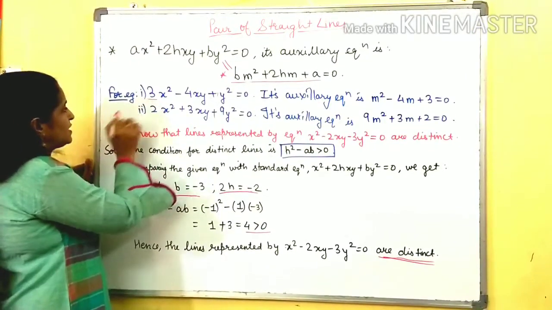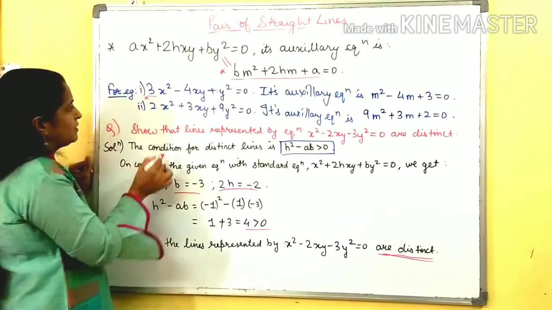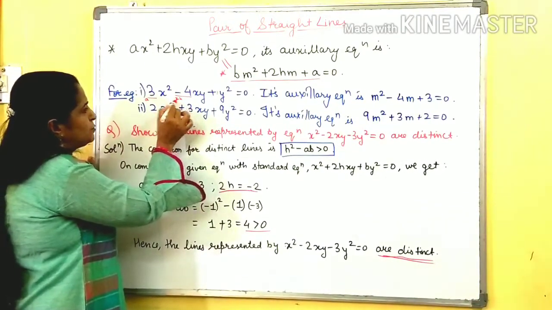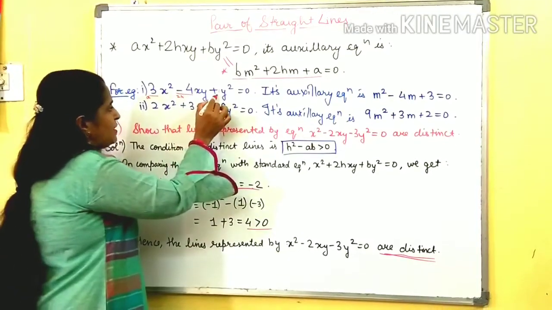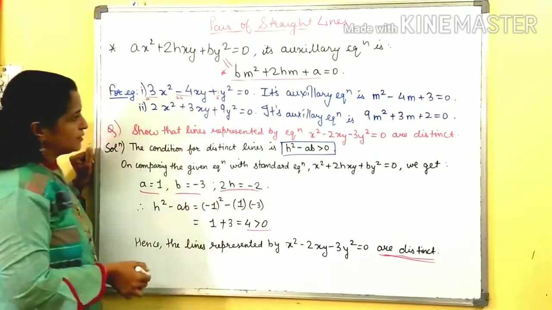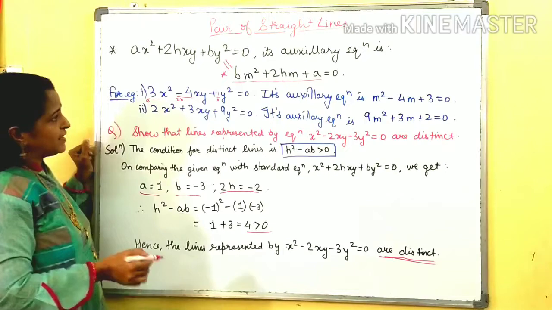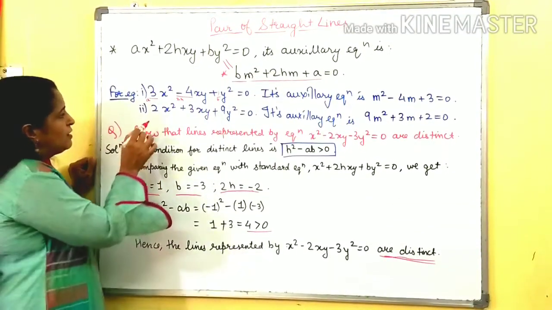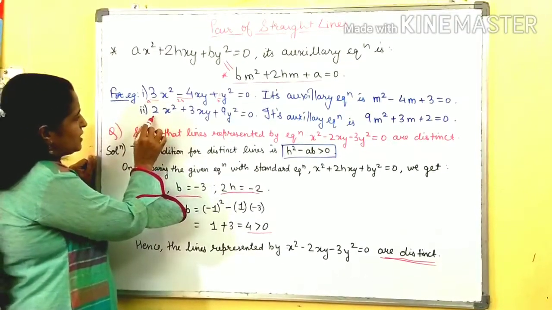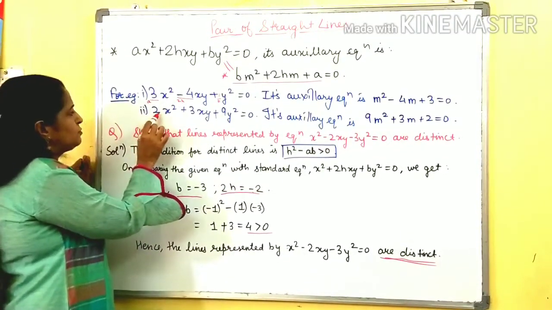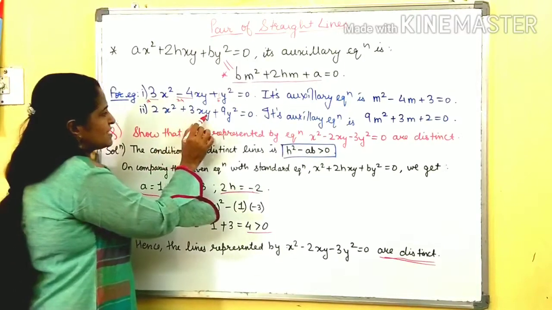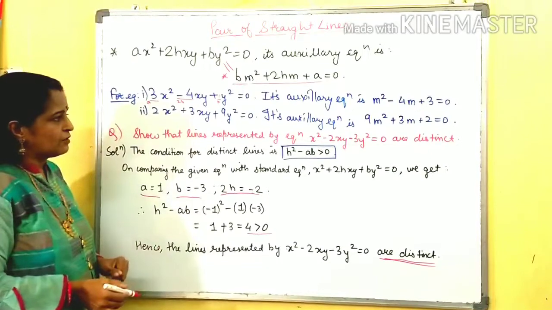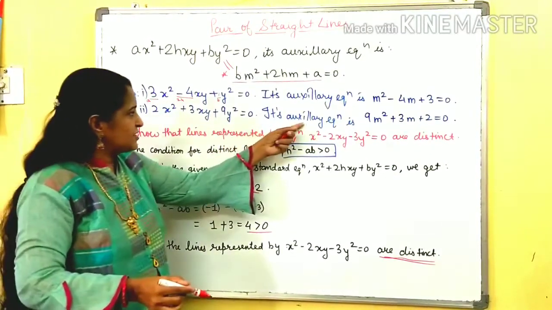Here 3 is nothing but the value of a, minus 4 is the value of 2h and 1 is the value for b. You get that term. For the second equation, again write the auxiliary equation for pair of lines, which is 2x square plus 3xy plus 9y square is equal to 0. What is its auxiliary equation?